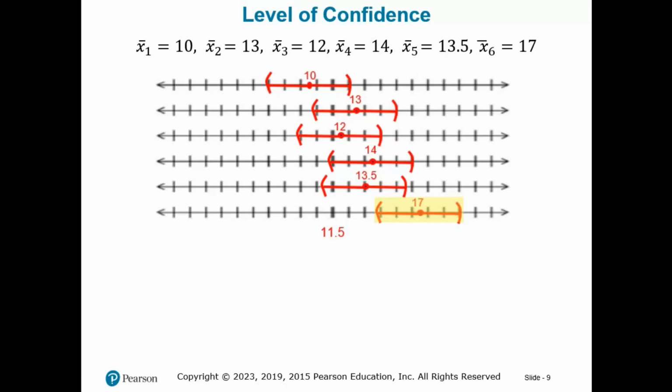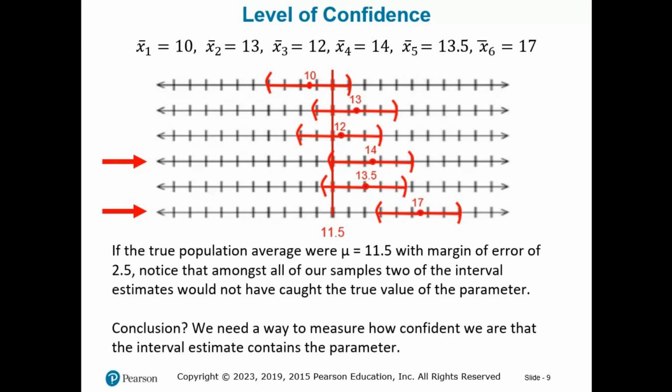So if the true population average, mu, equals 11.5, and the margin of error is 2.5, look at where the true population average of mu lies amongst our intervals. Well, that is interesting. 2 of the sample intervals do not contain the true value of the parameter. So what do we conclude from this? We need a way to measure how confident we are that the interval estimate contains the parameter.